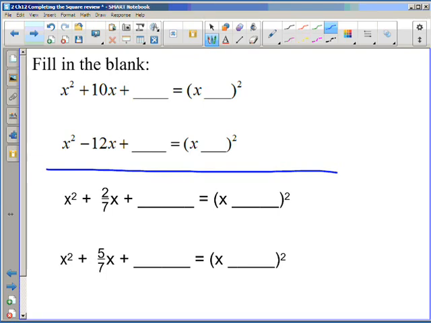All right, we did this one already. This has to be a 25 because if we take half of the 10 and square it, that becomes a plus 5. Likewise, this negative might mess you up a little bit, but half of negative 12 is negative 6. Negative 6 squared is positive 36.